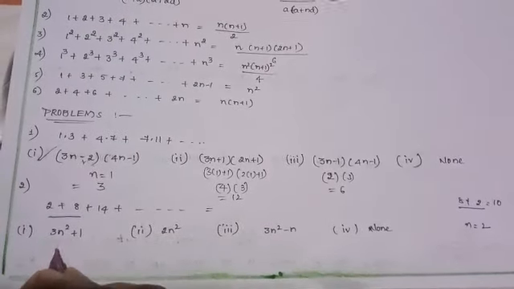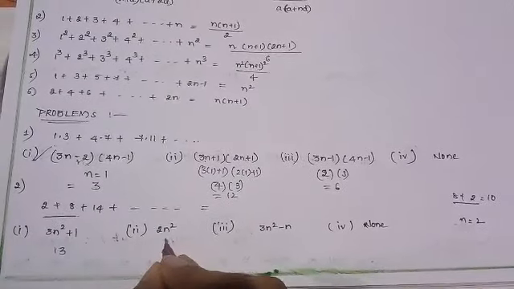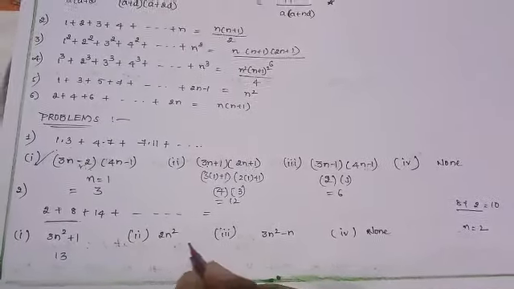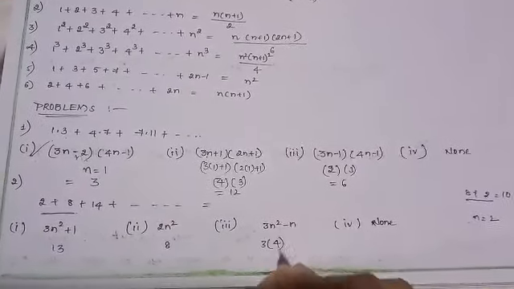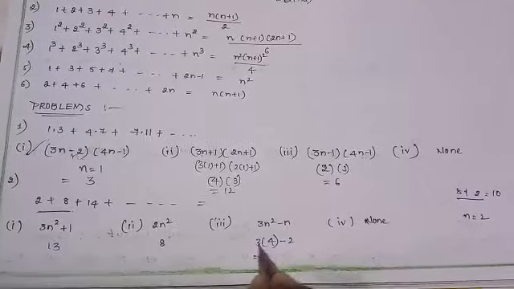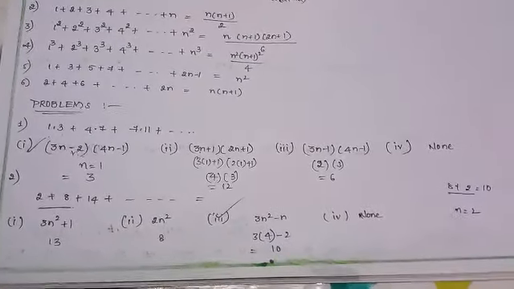4 cross 3 is 12, and it's going to give 13. Now 4 n squared: 2 squared is 4, 4 times 2 is 8, and then 3 of 4 minus 2, that means it's going to give 10. This is the correct option. You need to check like this.